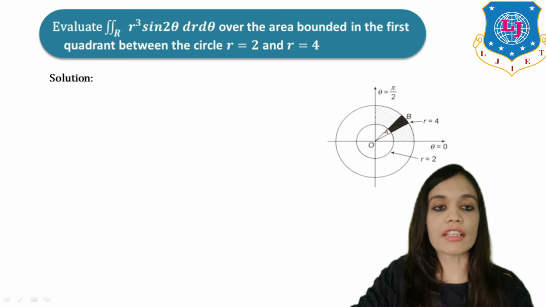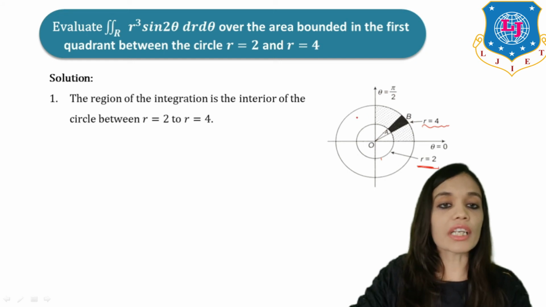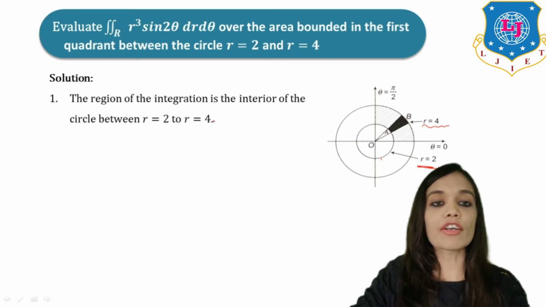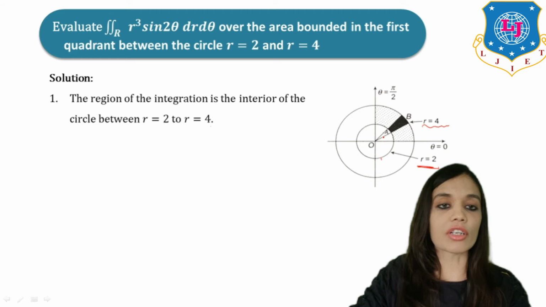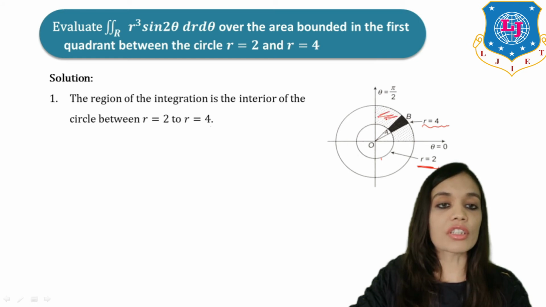that is of radius r equals 2. So this is the circle with radius r equals 2 and the outer circle is of radius r equals 4. Right? So our region of integration is the interior of the circle between r equals 2 and 4. That is this region. But we are given that our given region is in the first quadrant only. So our region R is this, right?